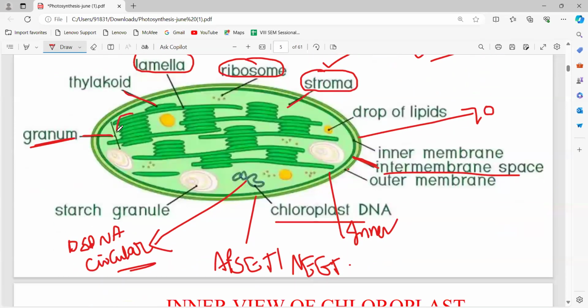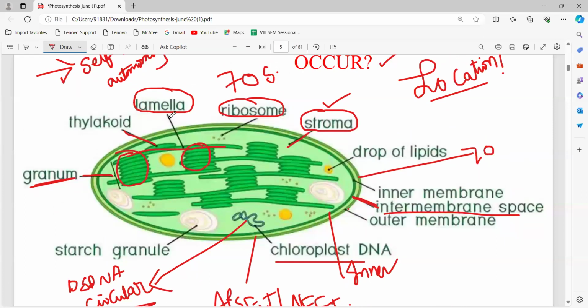And we discussed that a group of thylakoids is called a granum. One group of thylakoids can be connected to another group of thylakoids by a thin thread-like structure, which we generally call the lamella. No point in getting confused here. And a very important statement is what? It also contains a fluid-filled structure, which is called stroma.